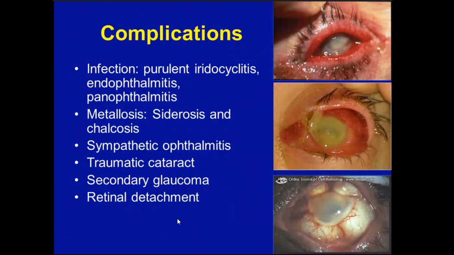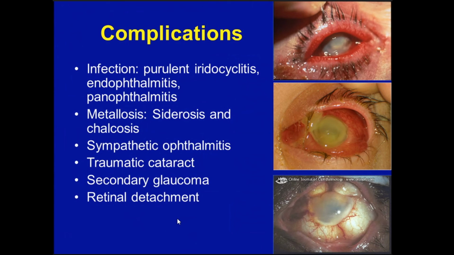Let's speak about complications of perforative and penetrating eye injuries. Of course, it's infection, maybe purulent iridocyclitis, endophthalmitis, panophthalmitis. I would like to say that even a small penetrating trauma, with a good visual function, may be the cause of severe endophthalmitis after 1-2 days. Oh, it's a pity, I saw several such cases.